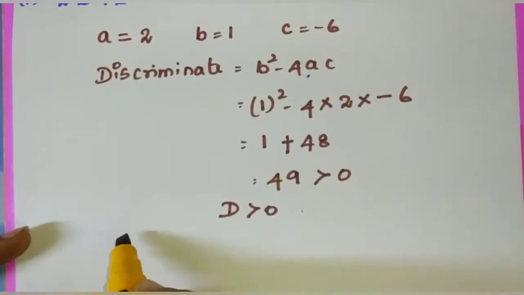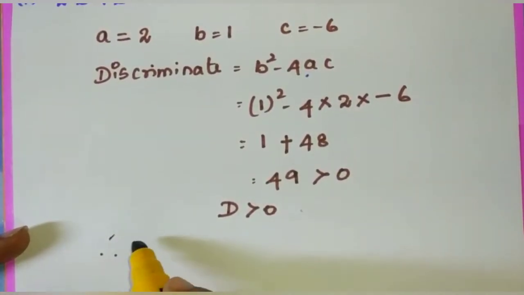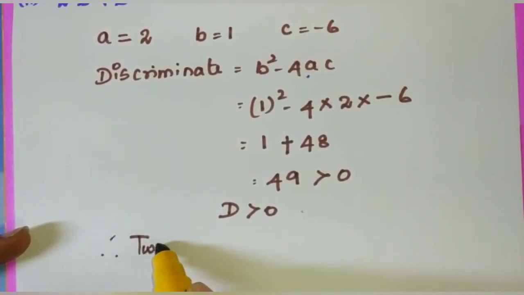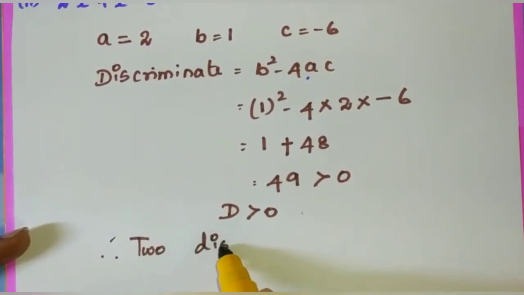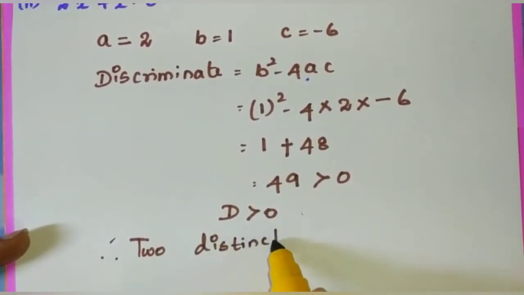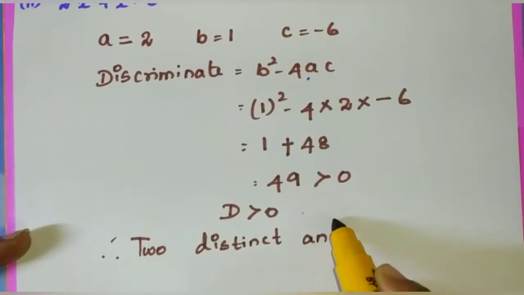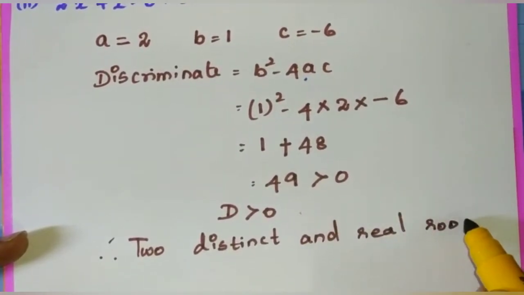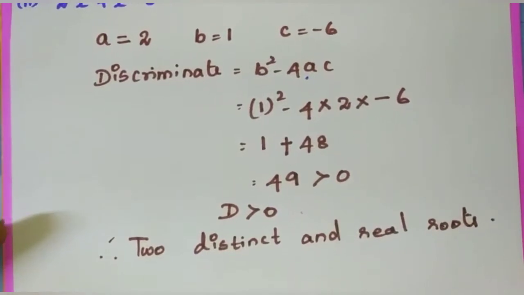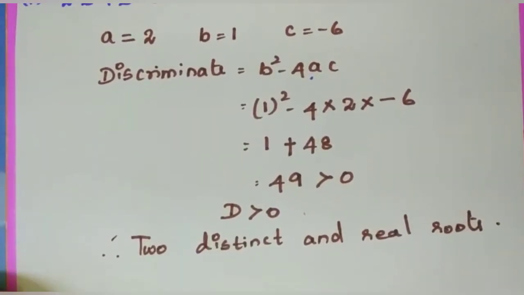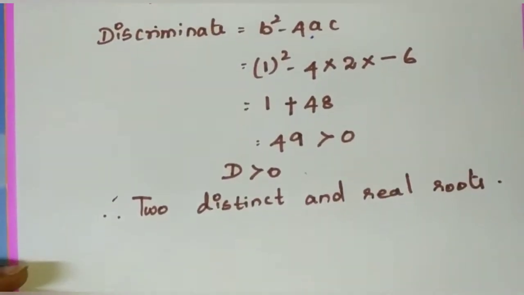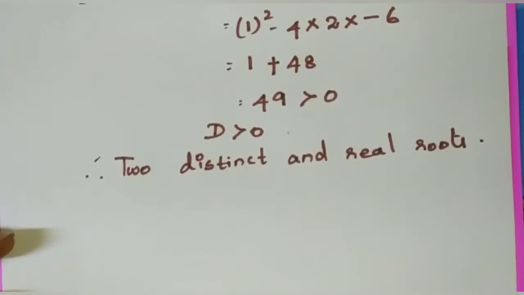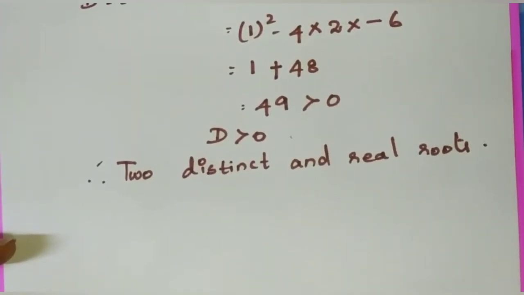Then you will get two real and distinct roots. You are going to get two different real roots. Okay, shall we check whether we are getting two distinct real roots?